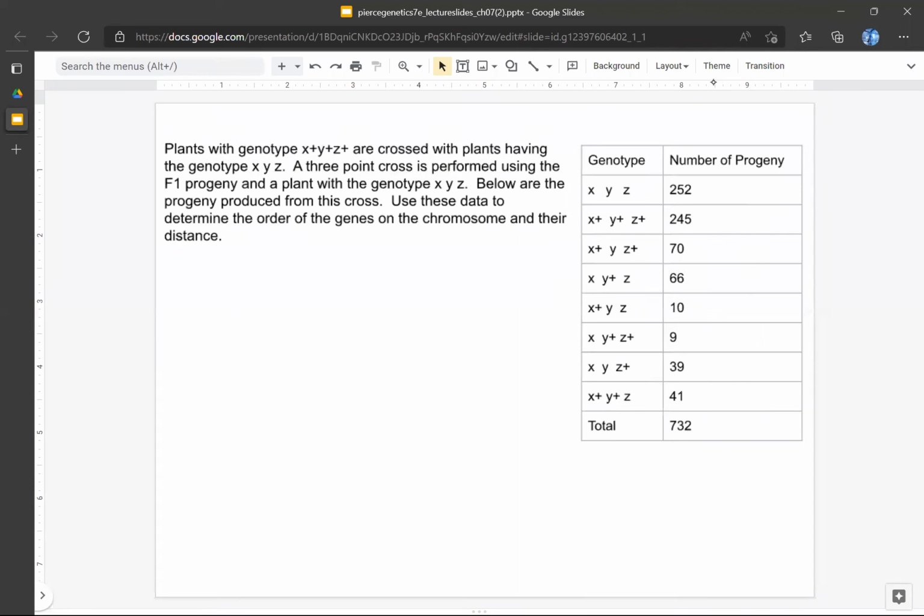So very quickly, let's use dark blue. So it's most likely that we don't get bitten by a dog. It's most likely that we don't have crossing over. So those are the most frequent numbers. It's least likely that we get bitten twice. Those are the least frequent numbers. So we have our double crossovers and our parentals.